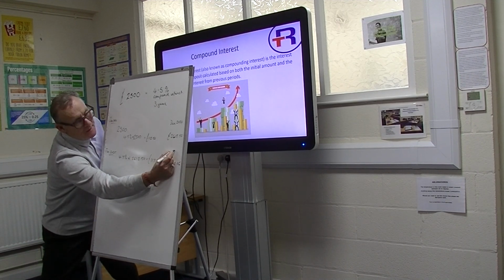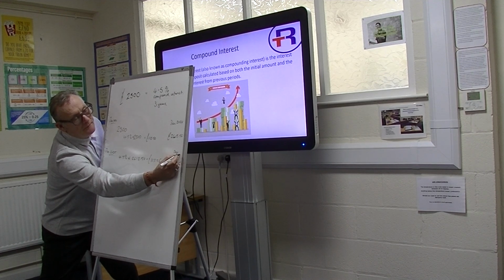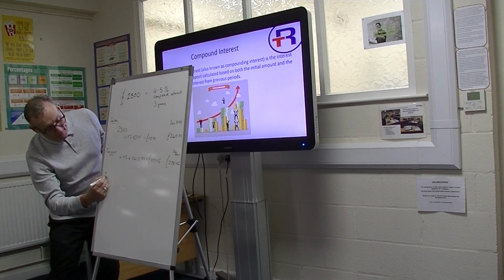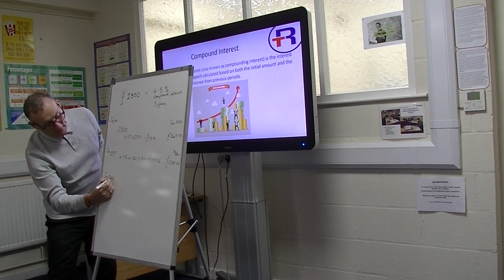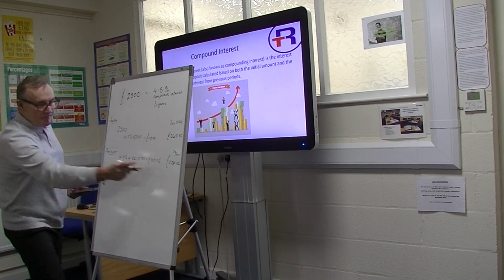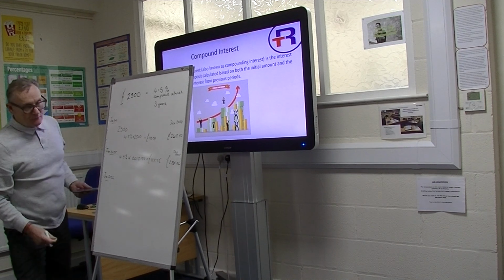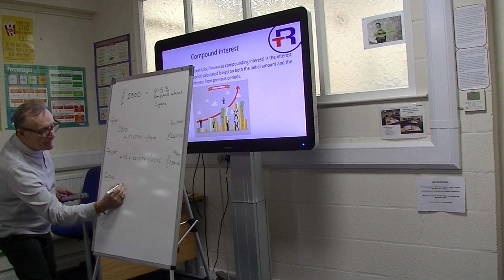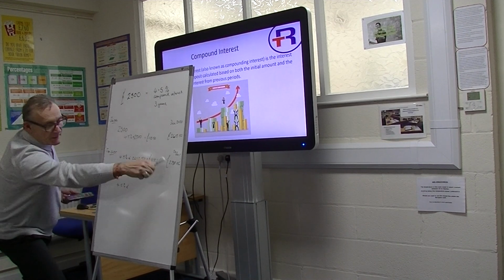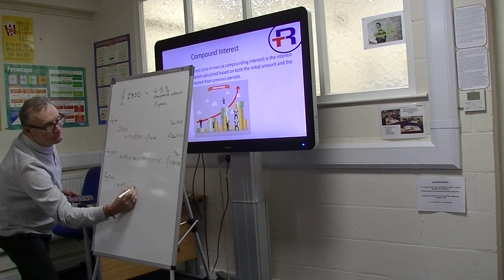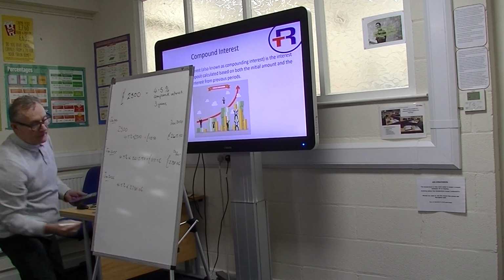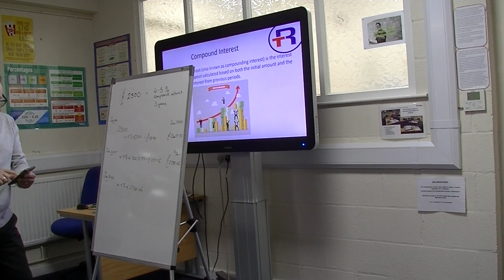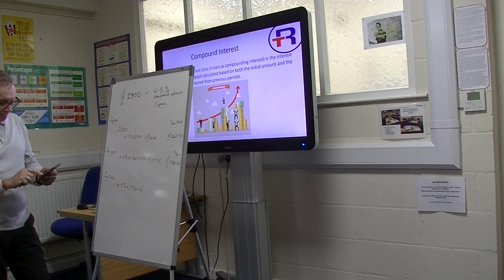Now, that's December 2025. So the third year, the final year, which is 2026, January 2026, in my account I've got £2,730.06. But the process is repeated, but now it's this figure. So we do the same thing again: 4.5 divided by 100 times this number. The number changes every time.